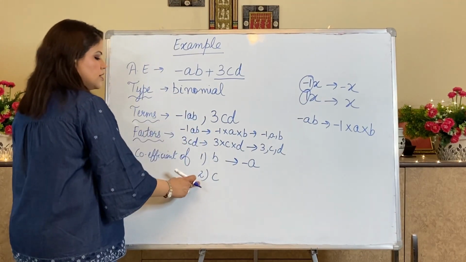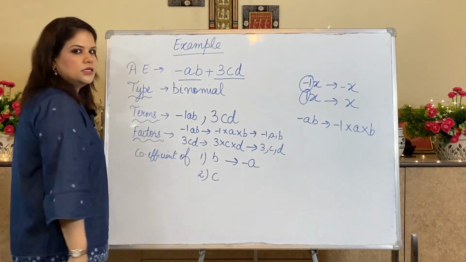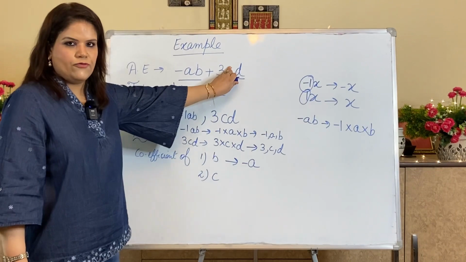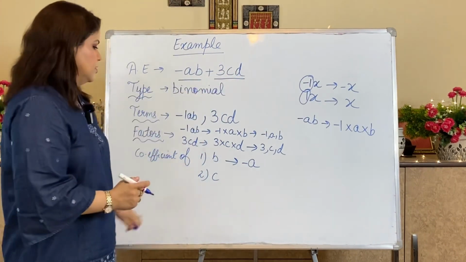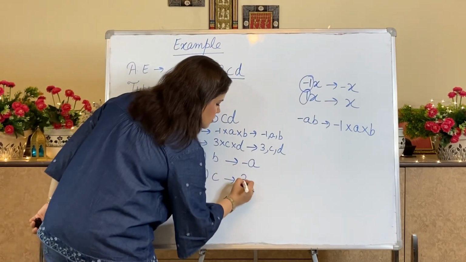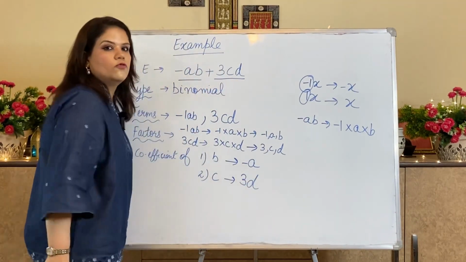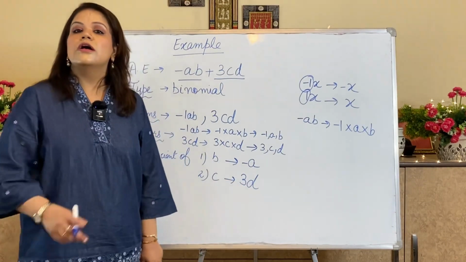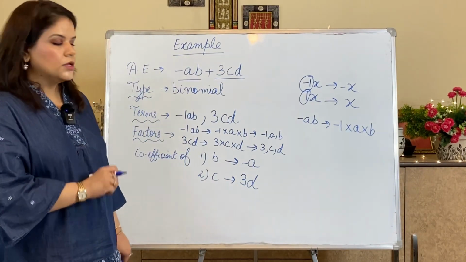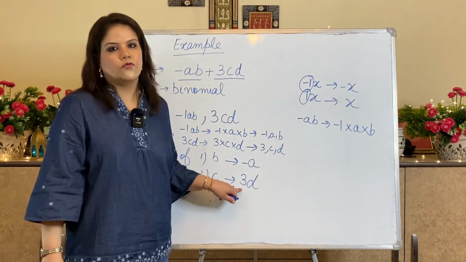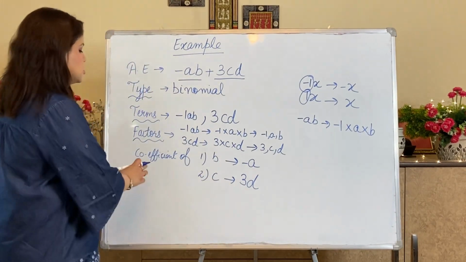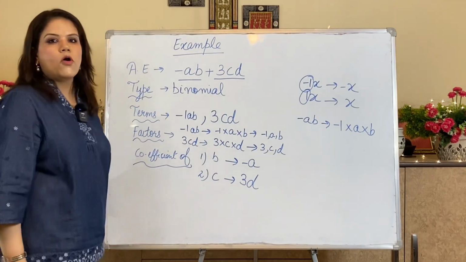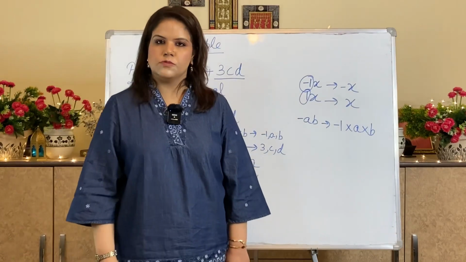Now if I have been asked to write the coefficient of C. This is my C. I am hiding it. What am I left with? 3D. So this is again a literal coefficient because with the numerical value we have a variable attached to it. So this is again a literal coefficient. So this way you will find the coefficient, factors, terms and type of all the algebraic expressions.